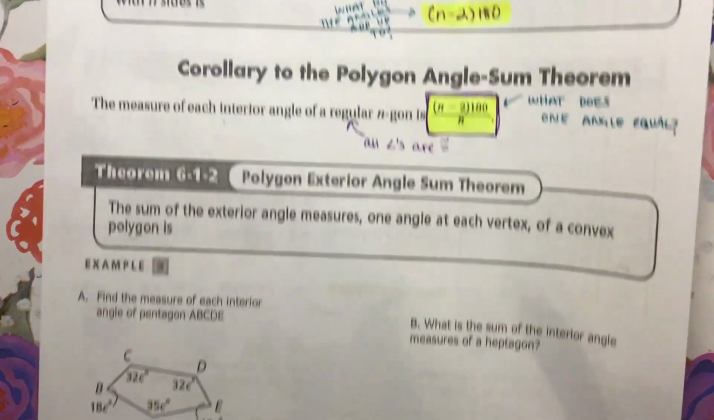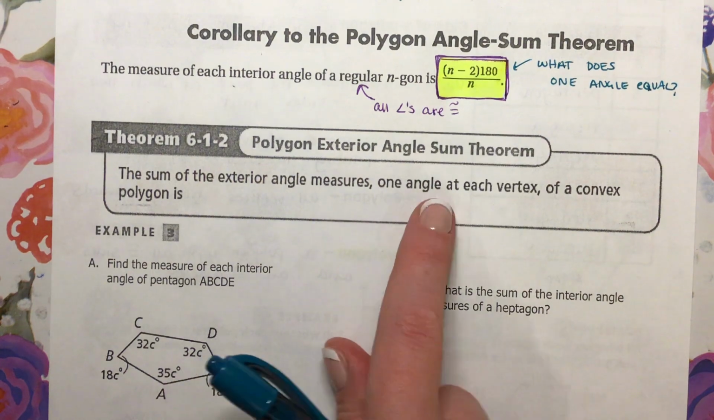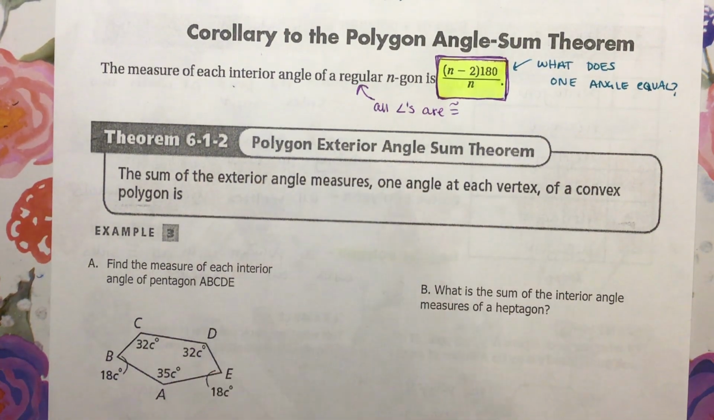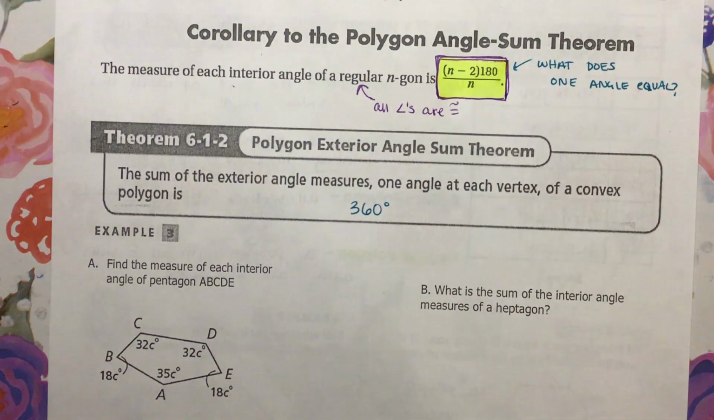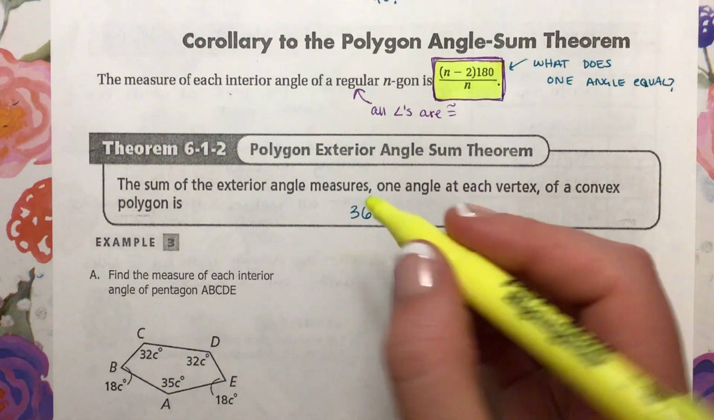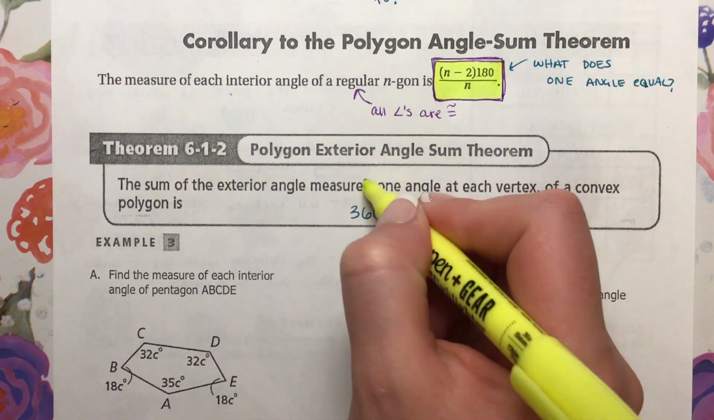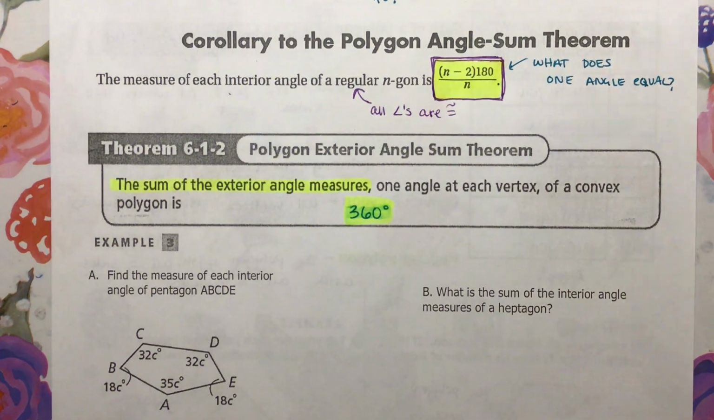And then our next one is the sum of the exterior angle measures, one angle at each vertex of a convex polygon is 360 degrees. So that 360 degrees is telling us the outside angles add up to 360, so I'm going to highlight the sum of the exterior angle measures is 360. There we go. You're going to see what that looks like here in just a moment in example 4, but one thing at a time.